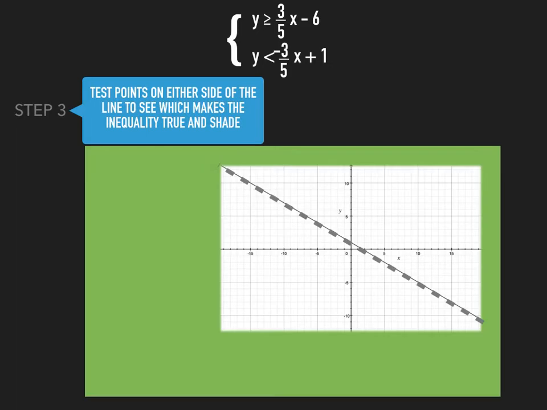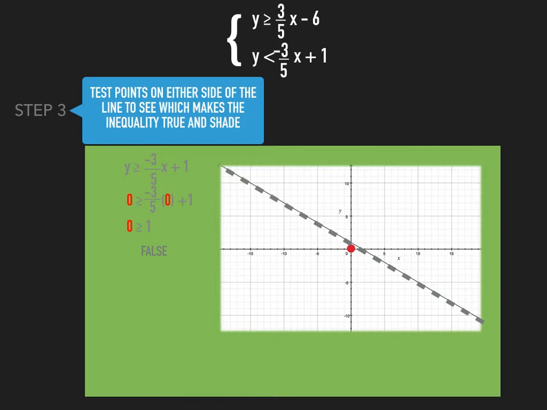Okay, then we're going to go ahead and test our points. So I apologize, it's kind of hard to see, but 0, 0 is not on my line. So I'm going to choose the point 0, 0 again. So I get negative 3/5 times 0 is 0, plus 1 is 1. 0 is greater than or equal to 1. Is this true or false?